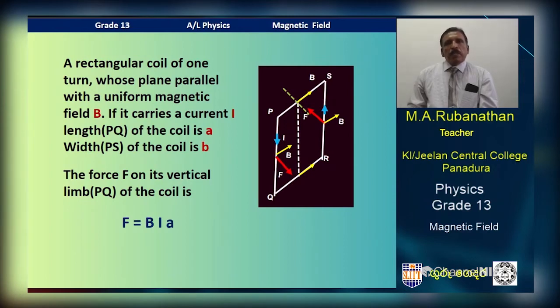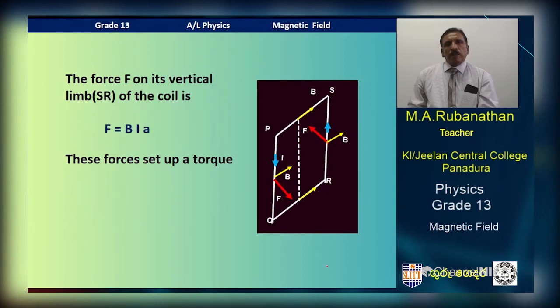Here also, the force F on the limb PQ is equal to BIA, because here also the magnetic field is perpendicular to the limb PQ. Therefore the force is BIA. Again, the force F on its vertical limb SR of the coil is also BIA, because we said the current is equal and the length is the same. Therefore F is equal to BIA. So these two forces make a torque, because these two forces are parallel.